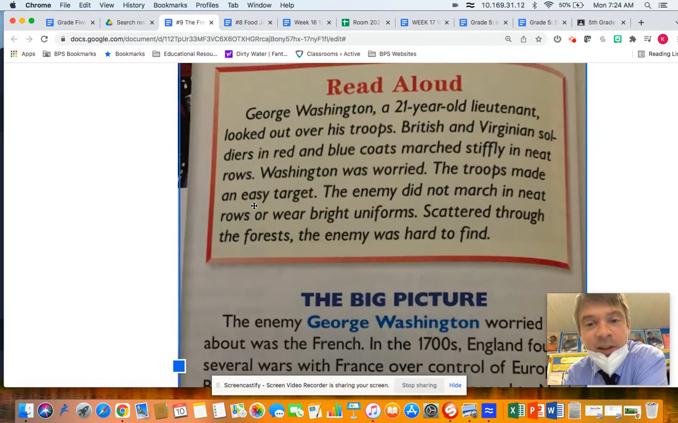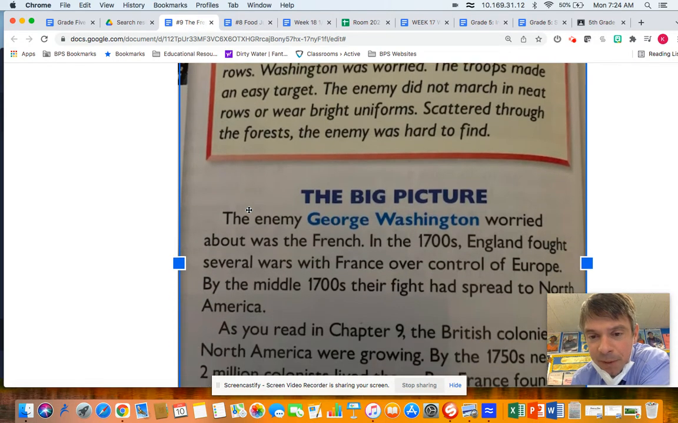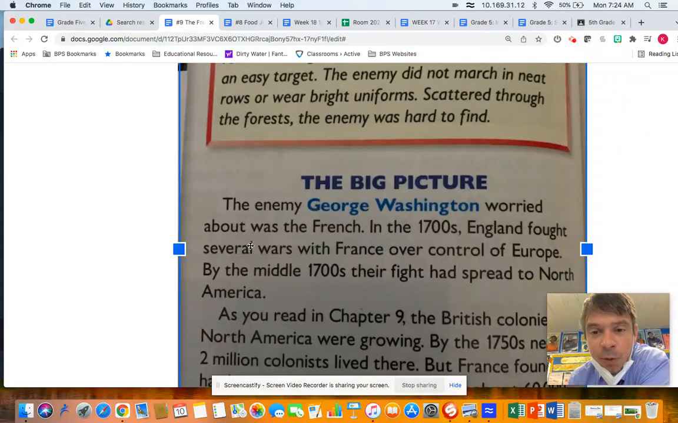I'm stopping and thinking and noticing that he's noticing his own soldiers were making an easy target. They wore bright clothes, not camouflage, and they marched in rows. They weren't hiding. They weren't seeking shelter. They weren't taking cover. Now it goes to the big picture. The enemy George Washington worried about was the French.